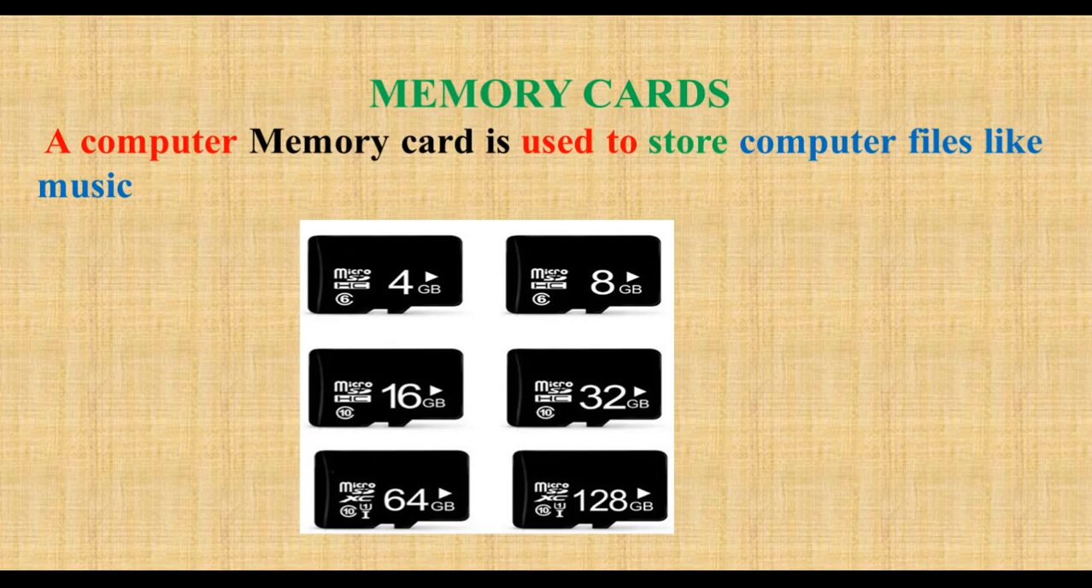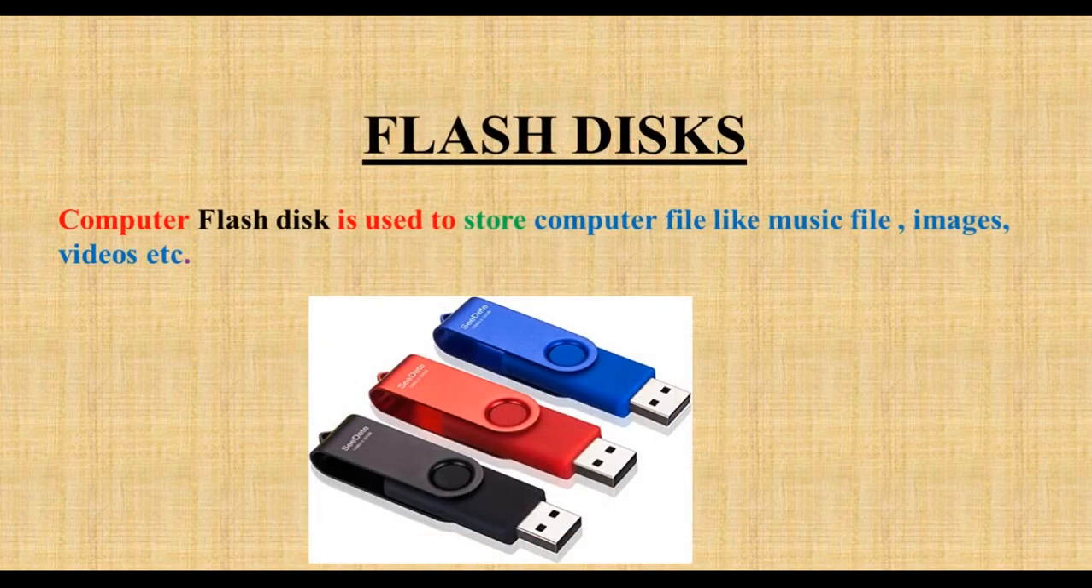With memory cards, you can store music on them if there is no space on the internal storage of the phone. Then another device, we also have the flash disks, and flash disks are used in case you need to move files from one computer to another. So flash disks are removable storage devices, but they are also used to store computer files like music. You can use them to store images, you can use them to store videos, among others.